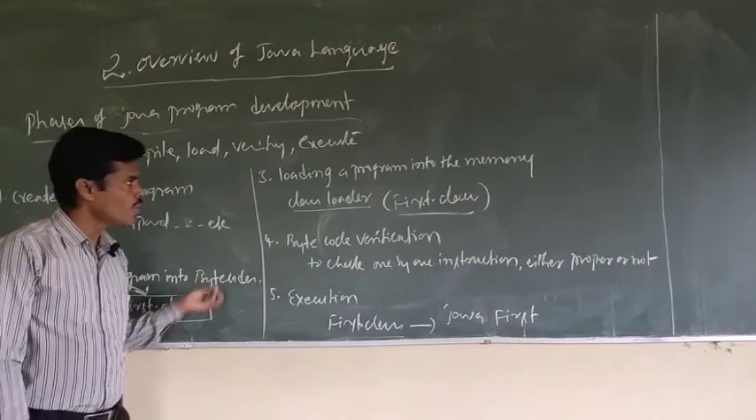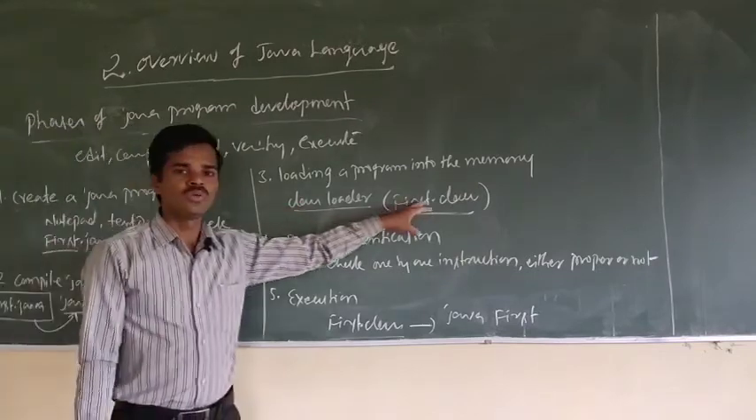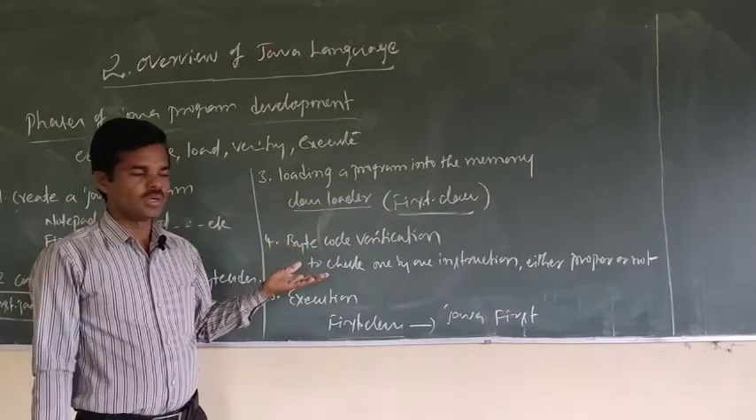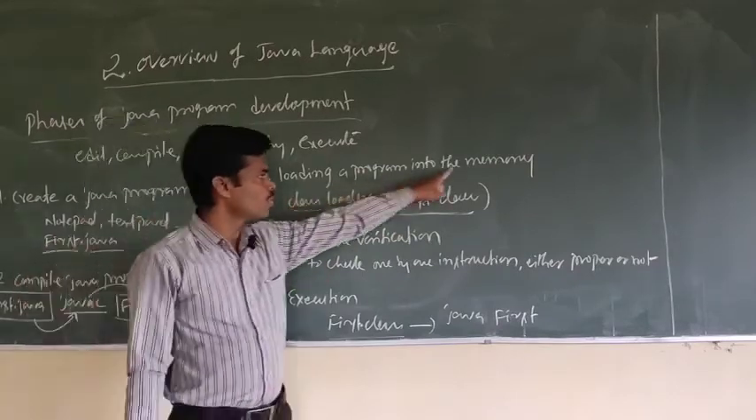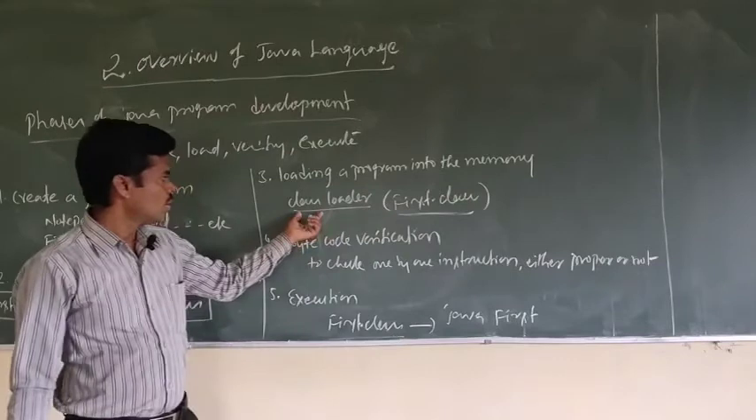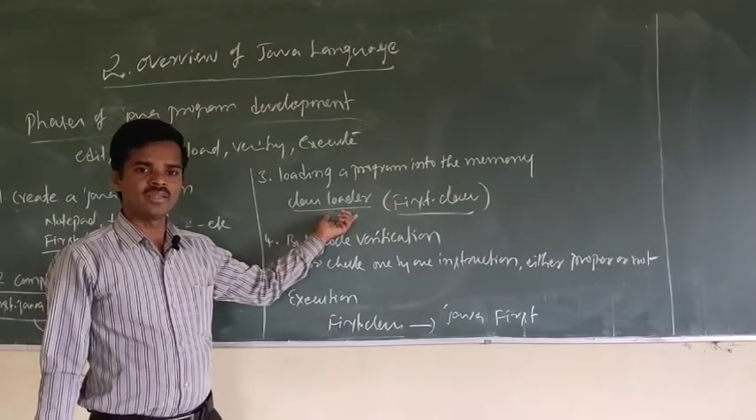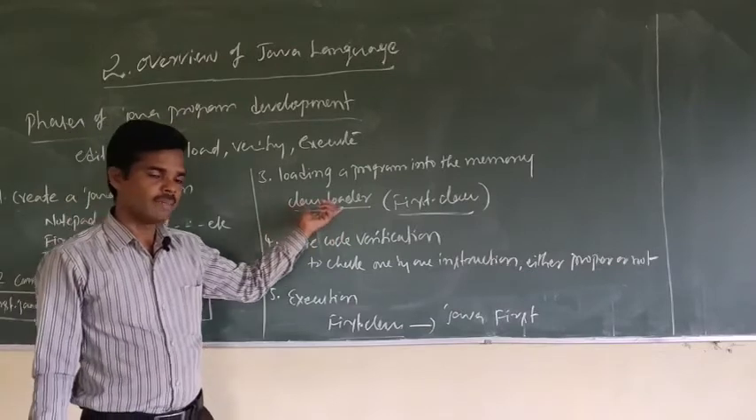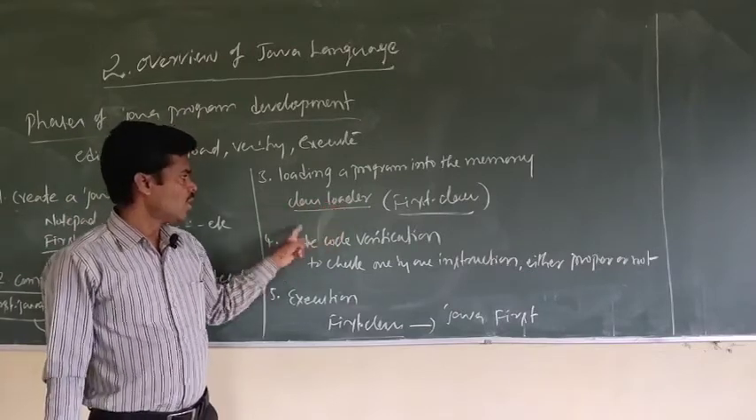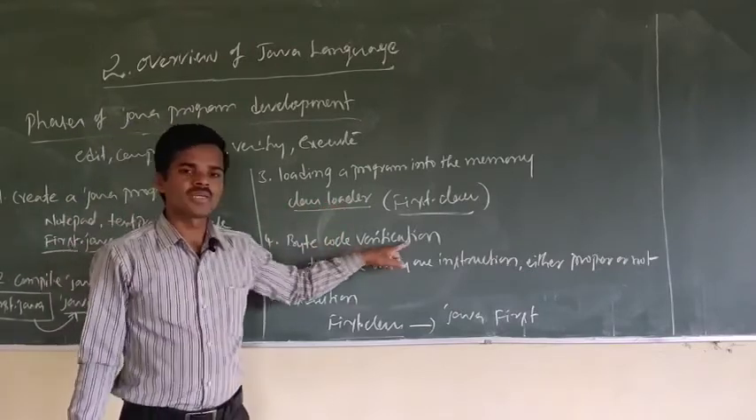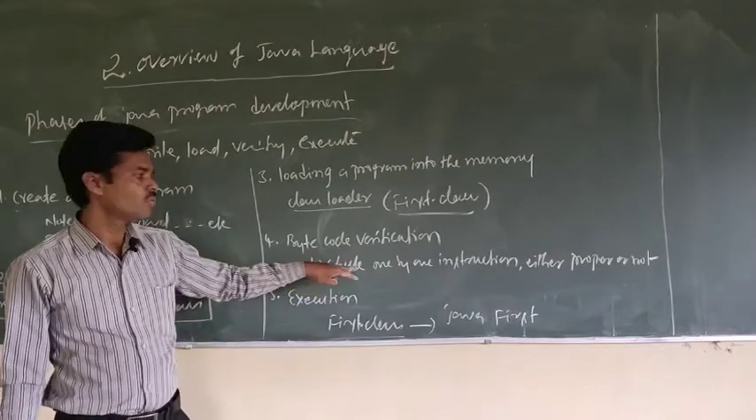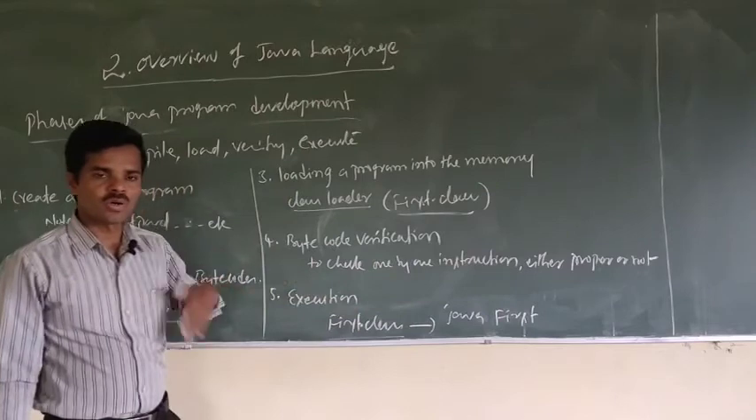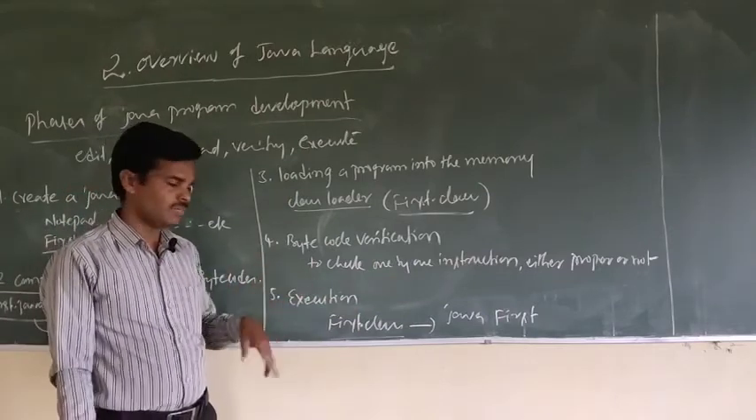Now this bytecode I want to load into the main memory, to check whether all the bytecode instructions are proper or not, to execute. That is loading a program into the memory. The class loader takes the responsibility to load all your bytecode instructions into the main memory from the hard disk. After that, bytecode verification starts to check instruction by instruction whether each is proper or not. If it is proper, it continues the execution, otherwise it terminates the execution.